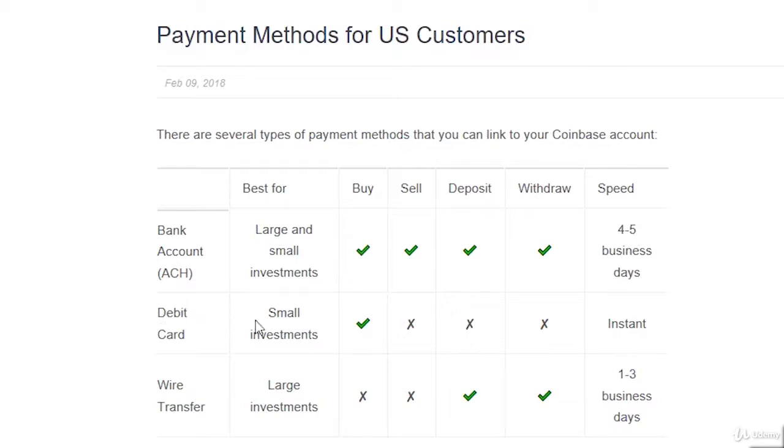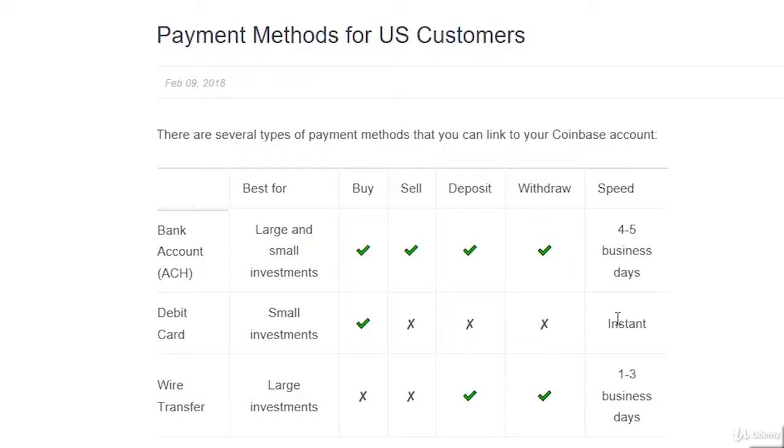Now for debit cards, they're best for small investments as recommended by Coinbase, but you only have the ability to buy cryptocurrency using your debit card. You cannot sell, deposit, or withdraw, but the biggest benefit here is that you can instantly purchase your cryptocurrency using debit card. So you don't have to wait a bunch of days before you're able to get a hold of your cryptocurrency.